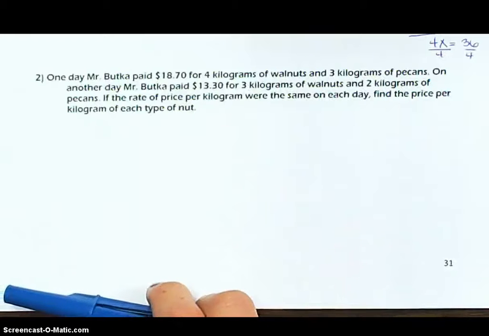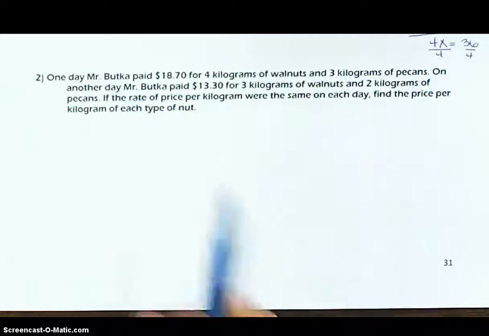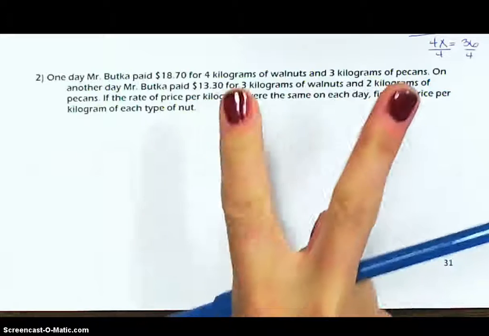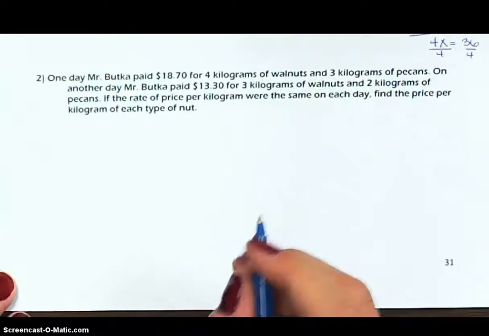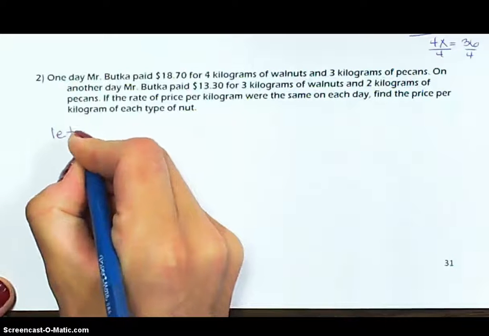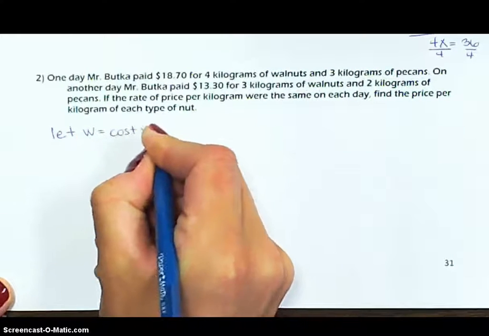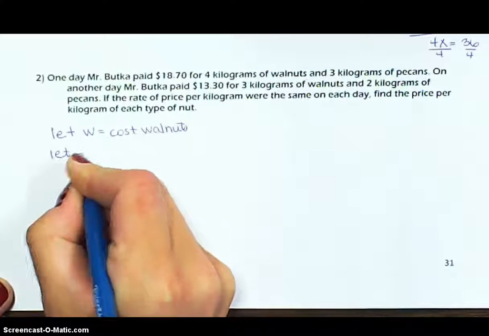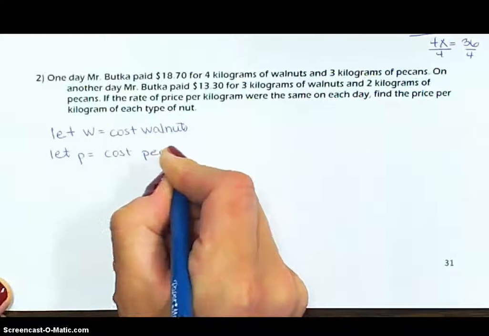Okay, so the first thing we have to do is ask ourselves, what's the main idea here? How many things are we solving for? Are we solving for 1 or are we solving for 2? Well, here it says each type of nut. So there's actually 2 types of nut here. There's walnuts and pecans. So that means we're going to have 2 let statements. I'm going to write let W equal the cost of walnuts. And I'm going to say let P equal the cost of pecans.